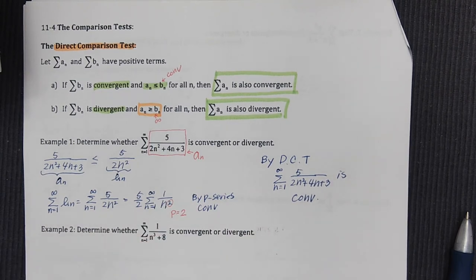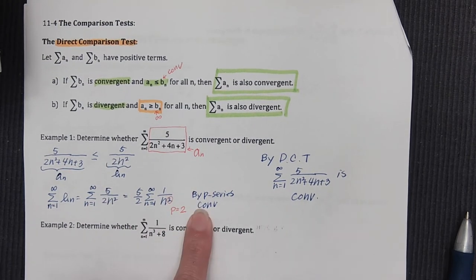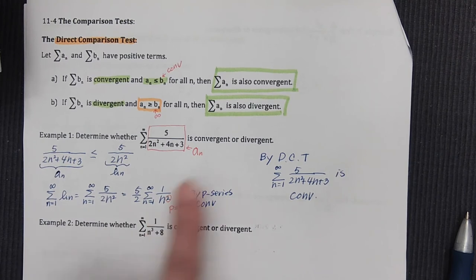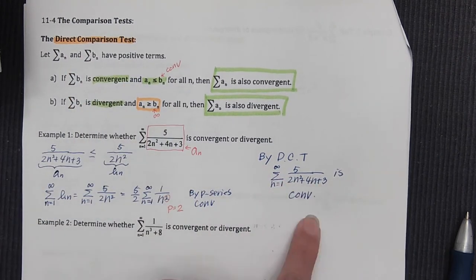So we would have to write both of them in the exam? Yes, you have to use both. You have to use the P series for this B of n part. The final conclusion is this one: direct comparison test, it's convergent.